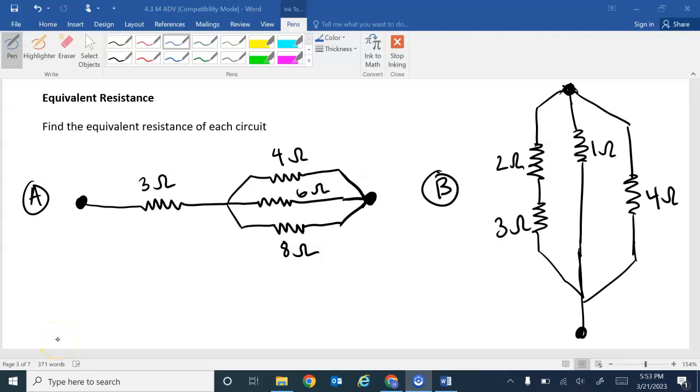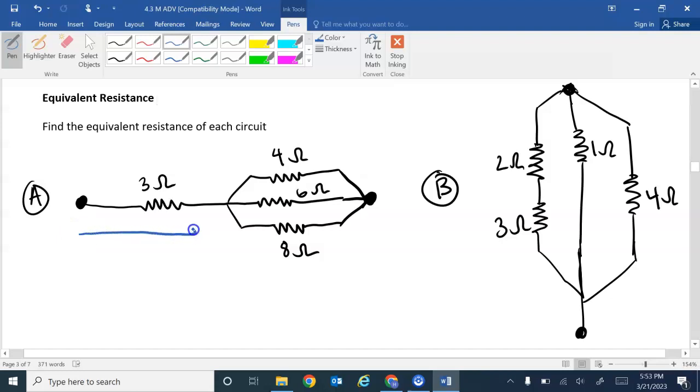Okay, so today we're going to talk about how to find the equivalent resistance or total resistance of a circuit that is not just series or just parallel, but has components of both. So let's go ahead and look at circuit A on the left first. If you look, this circuit starts as just a series circuit. There's only one way for that current to flow, and then it transitions to three pathways for it to flow, so then it transitions to parallel.